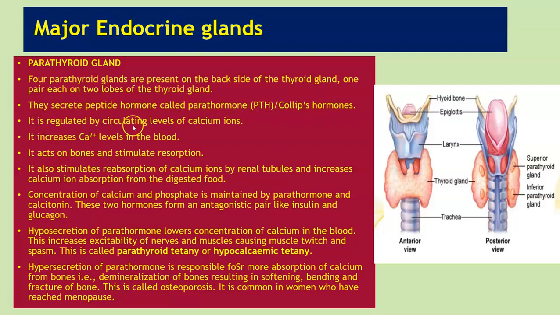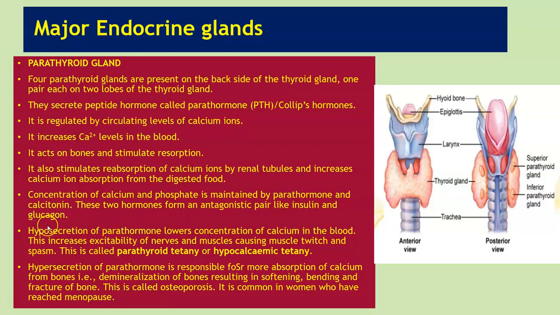It is regulated by circulating levels of calcium ions. It increases calcium levels in the blood. It acts on the bones and stimulates resorption. It also stimulates reabsorption of calcium ions by renal tubules and increases calcium ion absorption from the digested food. Concentration of calcium and phosphate is maintained by the parathyroid hormone and calcitonin. These two hormones form an antagonistic pair like insulin and glucagon.